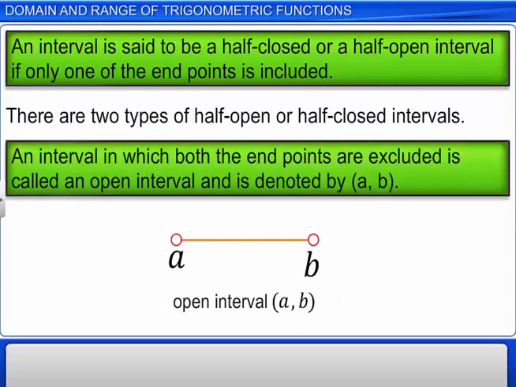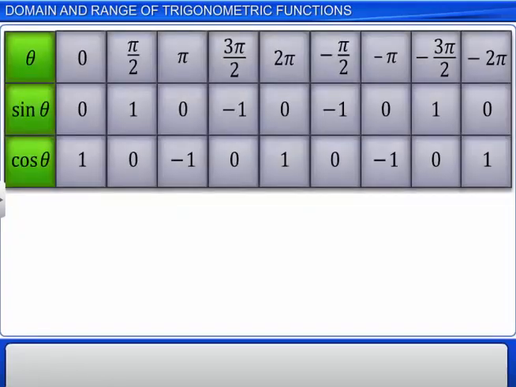An interval in which both the endpoints are excluded is called an open interval and is denoted as shown. Take a look at the table.